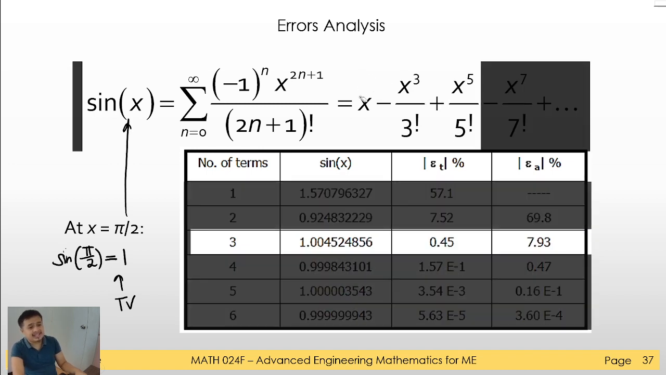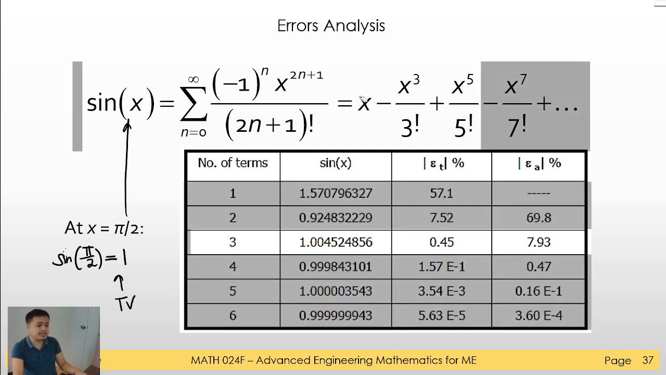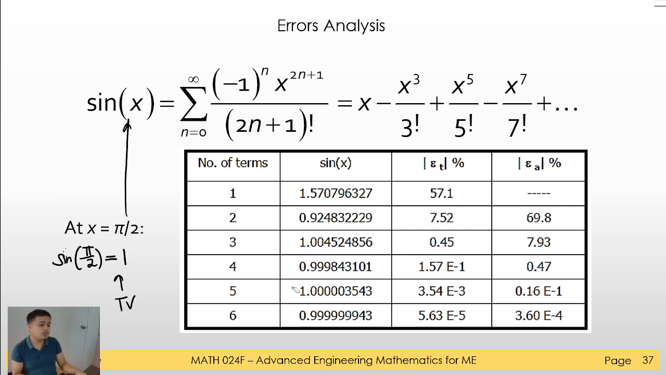If you utilize three terms, the true error will decrease. As you can see here, if you utilize 6 terms, it will be so close to your true value, which is 1. Okay, so that is the idea of approximation by the use of an infinite series. And the truncation error is basically the difference between the true value of your function, sine pi over 2, versus the truncated value.